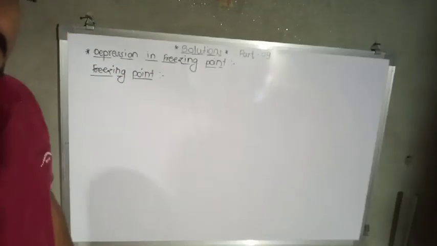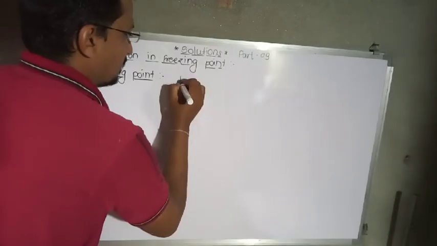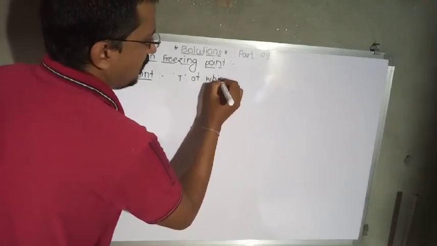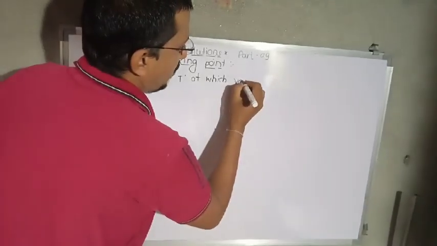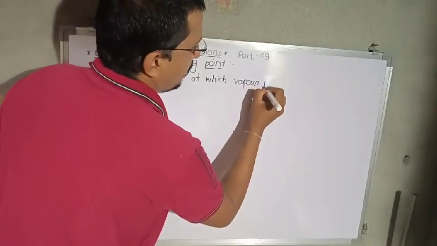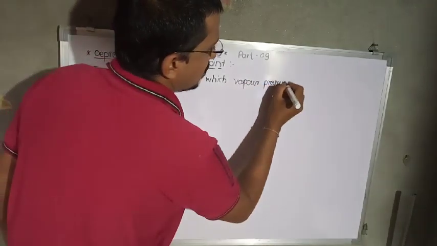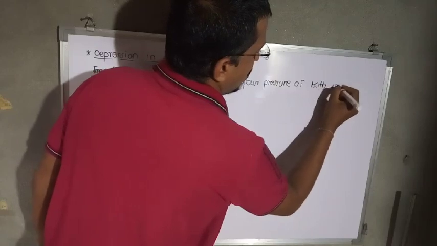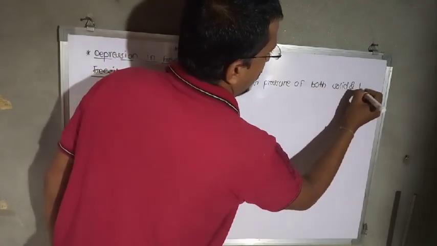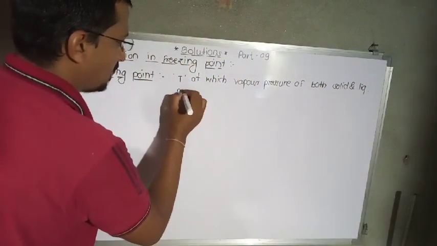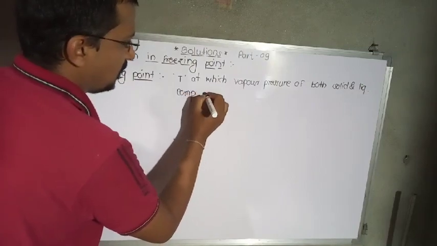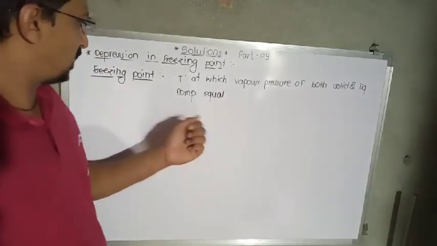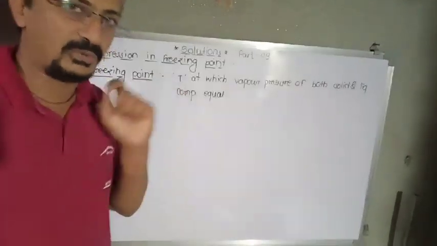Freezing point means what? It is the temperature at which the vapor pressure of both solid and liquid components becomes equal. That temperature we call as a freezing point of that particular liquid.